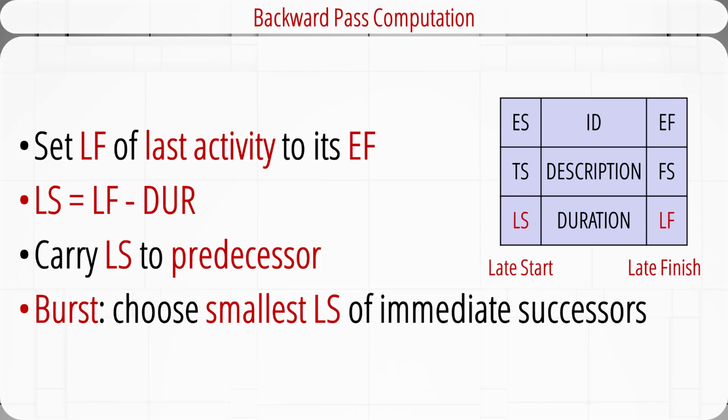The late start time LS is equal to the late finish time LF minus the duration of that activity. Then we carry the late start LS to the next predecessor when it becomes its late finish, LF. However, if the predecessor is a burst activity, we must choose the smallest late start LS value of all its immediate successor activities.